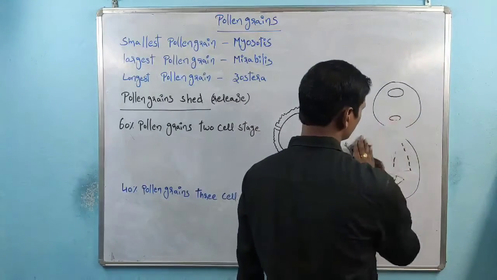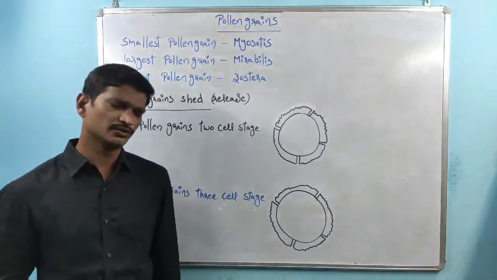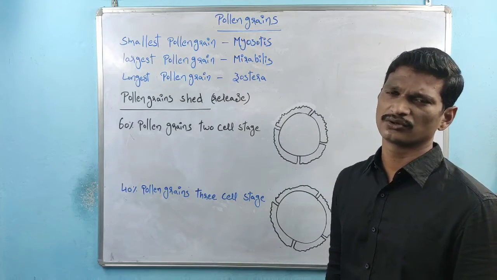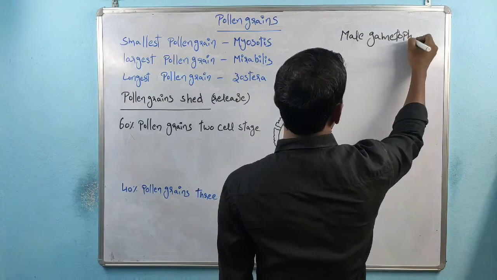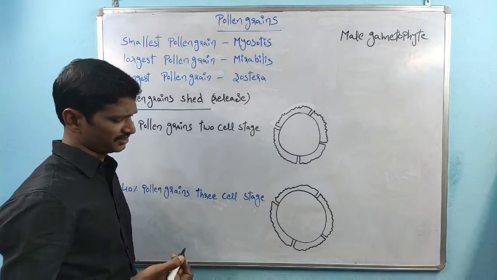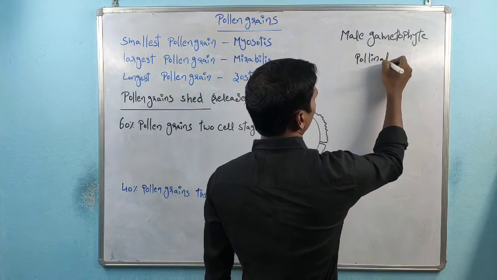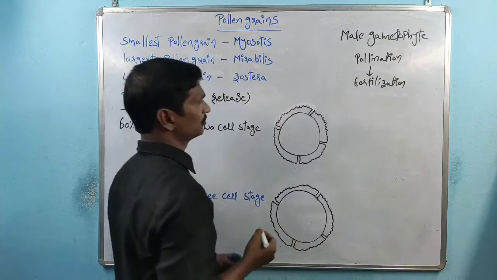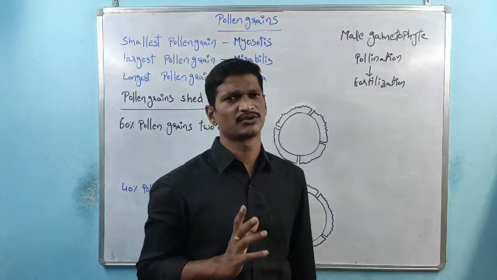Coming to this class, pollen grains are related to the male reproductive organs. Pollen grains are also called male gametophytes, which are involved in the fertilization process. Initially, the pollen grains are involved in pollination, followed by fertilization. The male gametophytes are nothing but pollen grains, which are transferred from the anther to the stigma. This step is called pollination.